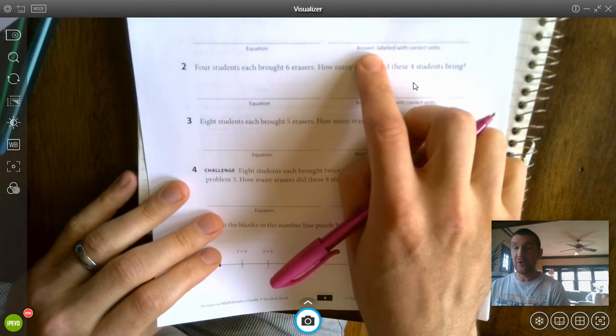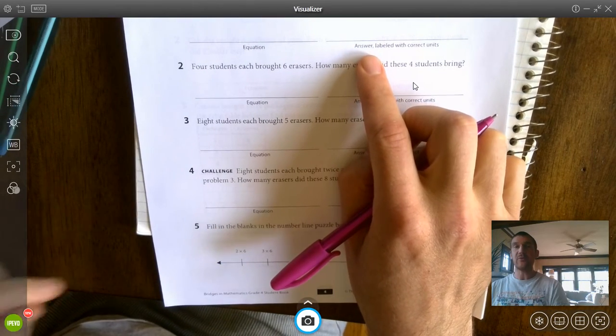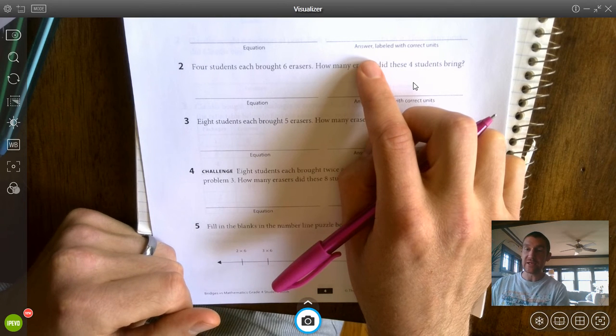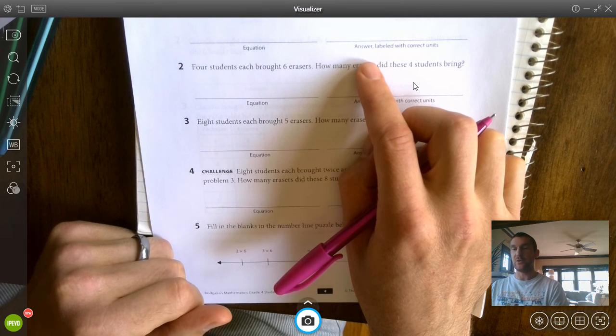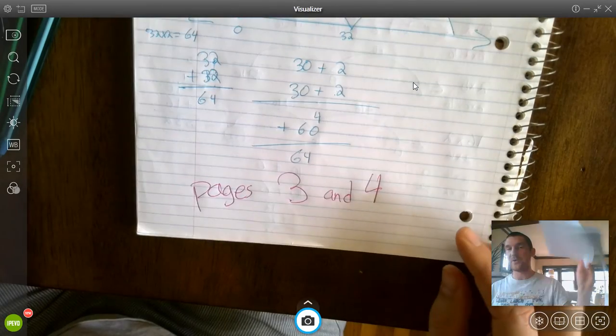You can use any multiplication method you want. Maybe some of these you have memorized. You already know the facts. Maybe you're going to use skip counting. Maybe you're going to use arrays. Okay, any strategy that you know for multiplication you may use. All right, just make sure you have an equation and an answer labeled with units.